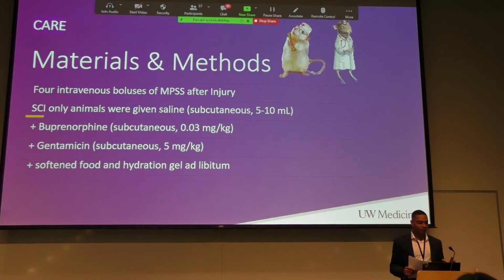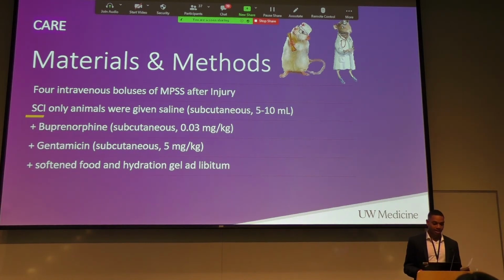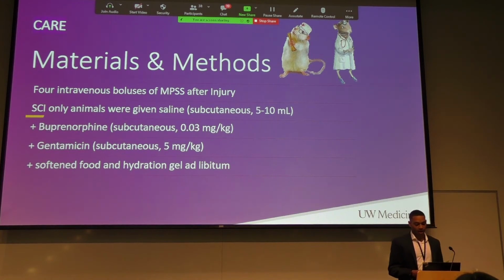The rats received 4 intravenous boluses of methylprednisolone after injury. The first one immediately after the injury, the second one 2 hours, the third one 4 hours, and the fourth one 6 hours after the injury. The spinal cord injury only animals were given saline instead of methylprednisolone, and the rats received pain relievers, antibiotics, and softened food and hydration gel at an accessible height.